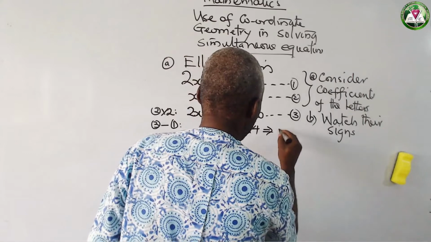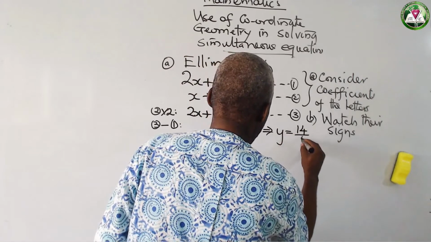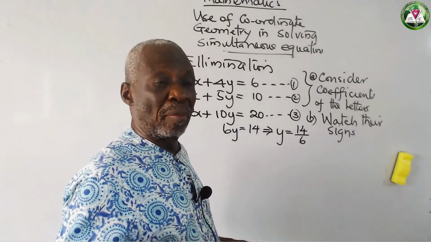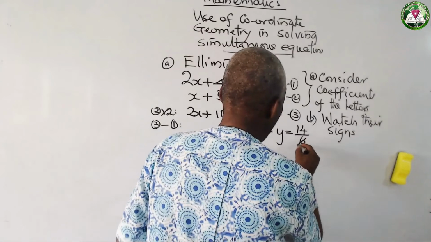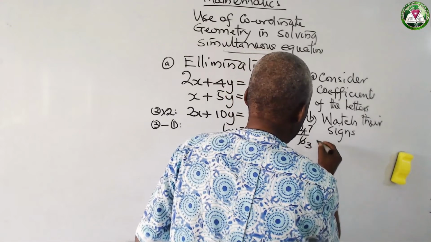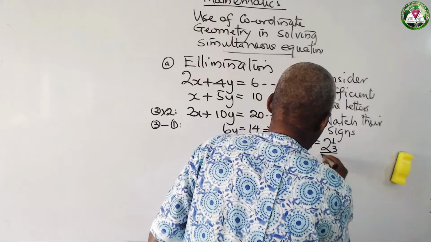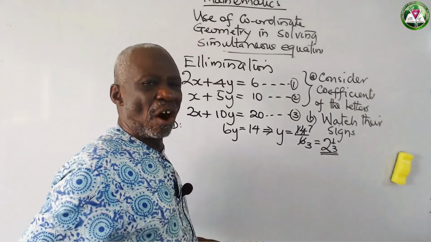Therefore, this means that y is equal to 14 all over 6. Don't leave it like that; reduce it, and convert to a mixed fraction at the end. So, 2 here is 3 and 2 there is 7. 7 over 3 gives us 2 whole number 1 over 3. That is the value of y.